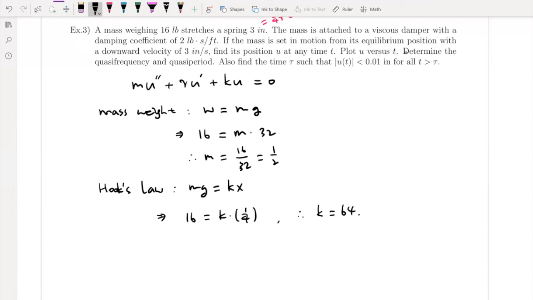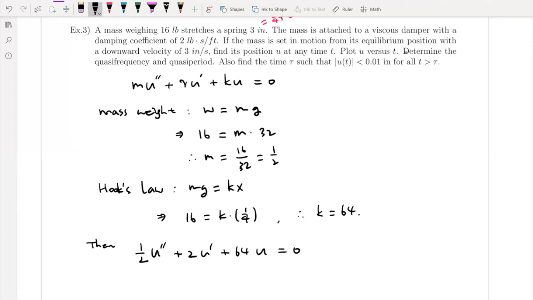The damping coefficient is given, which is 2 pound second per feet. Then we can update the differential equation with all the information. m is 1/2, u double prime, the damping coefficient is 2, u prime, and we found the spring constant, which is 64. This is my differential equation. As you can see, it is a homogeneous second order linear differential equation with constant coefficients. And now we are ready.